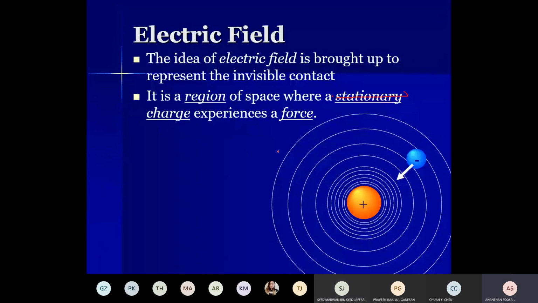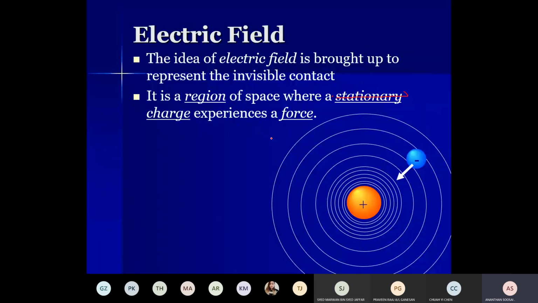Okay. What is gravitational field? A region of space where an object containing mass experiences a force. Very good. Okay, I don't expect this. Let's see, what is magnetic field? Anyone? A region of space where magnetic objects experience a force. Okay, good. Magnetic objects experience force, or a moving charged particle experiences force.